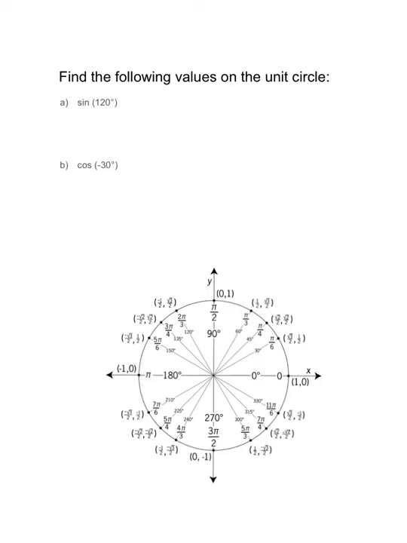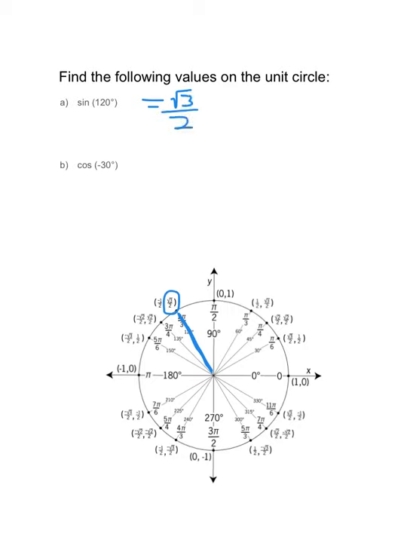Sine 120. Well, that's a multiple of 60, so I'm going to be able to find it. I go over here, sine 120. There's 120. Sine 120, that's going to be the y value. There you go. The y value, root 3 on 2. That's all it is.